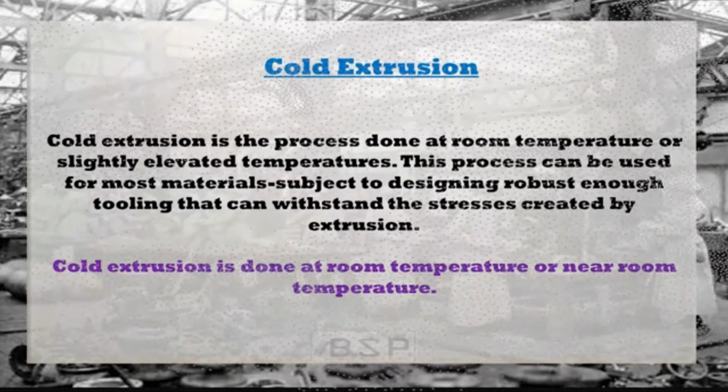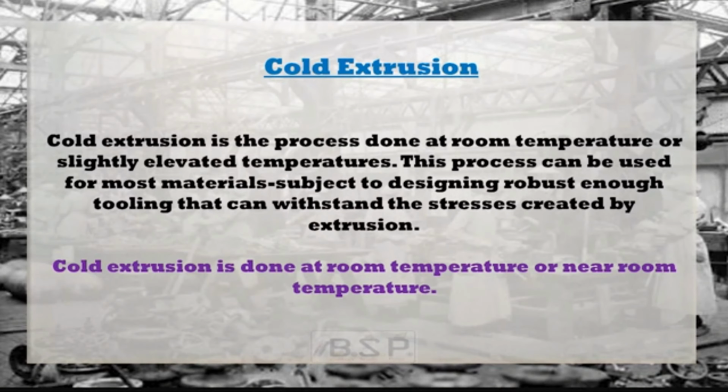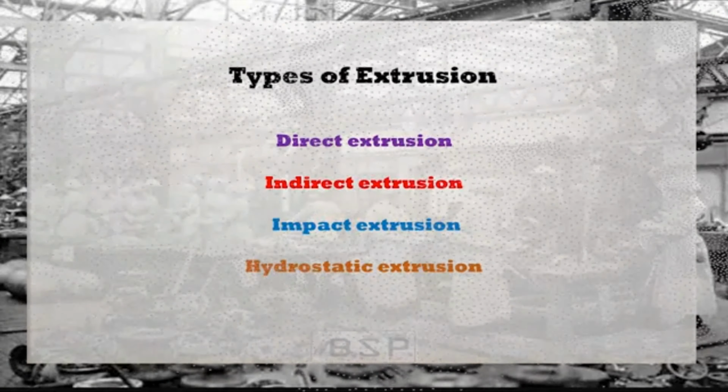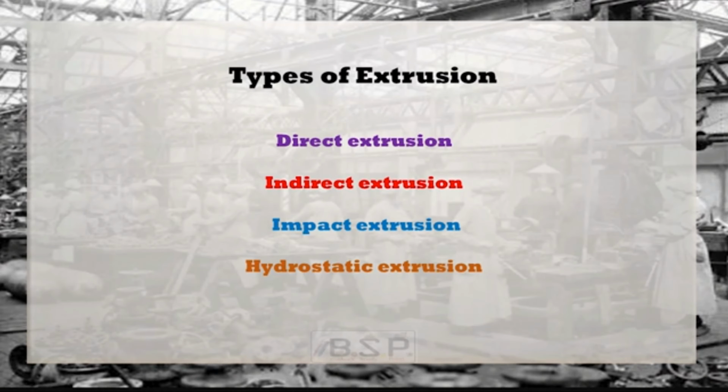Cold extrusion is similar to hot extrusion. The difference is that cold extrusion is done at room temperature or near the room temperature. Today we will study about four types of extrusion processes, which is direct extrusion, indirect extrusion, impact extrusion, and hydrostatic extrusion. So let us study all of them one by one.